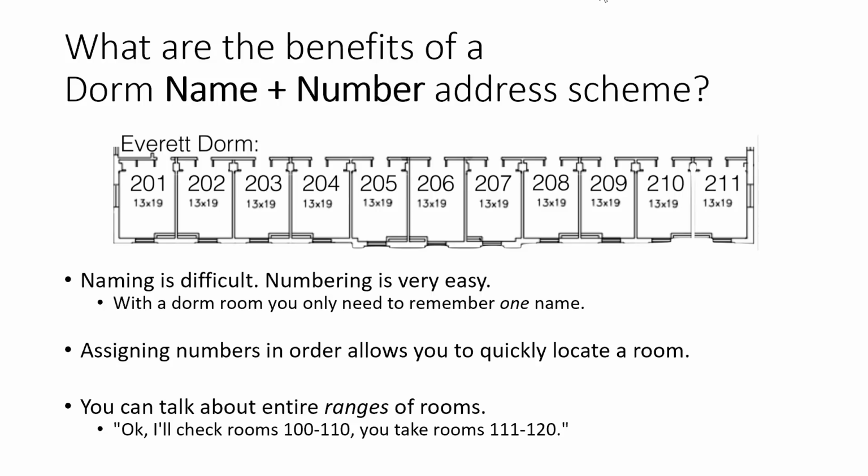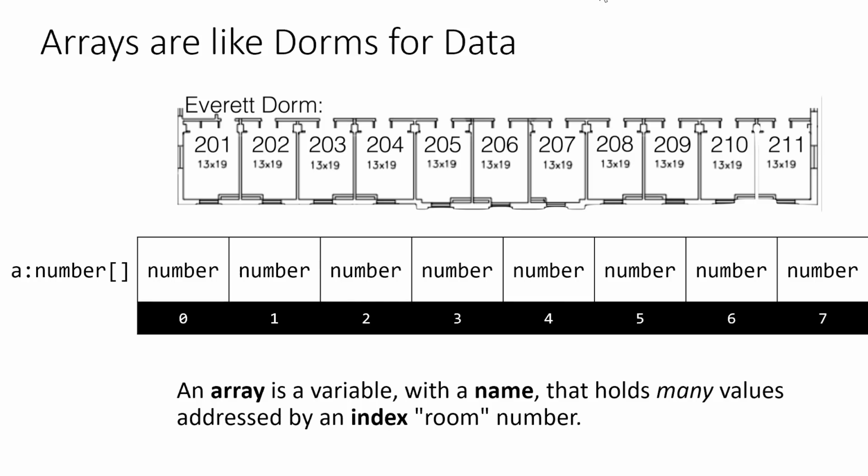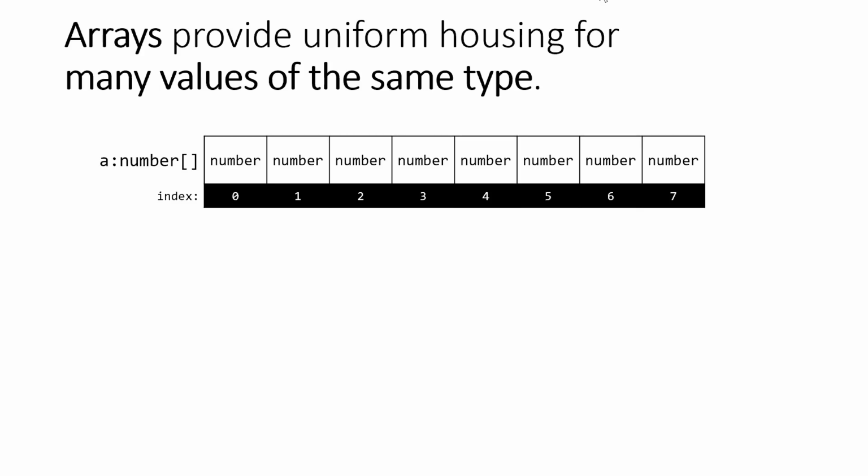in terms of arrays. So you can think of an array as a dorm for your data, where rather than having a value which can hold only one number, like a variable named a, we can have a variable that's an array of type number, and it can hold many numbers within it. So it's a container for many values. And the way that you index or address a specific value inside of this array is with a room number or an index. Arrays provide housing for many values of the same type.